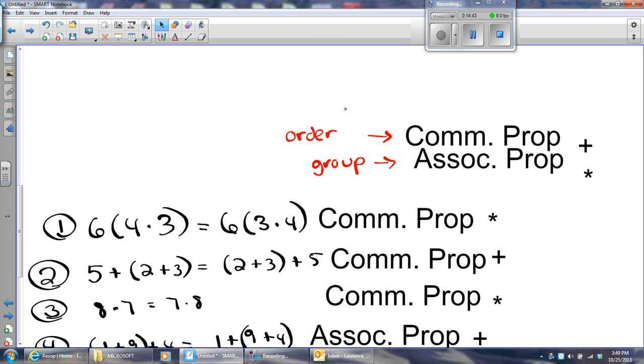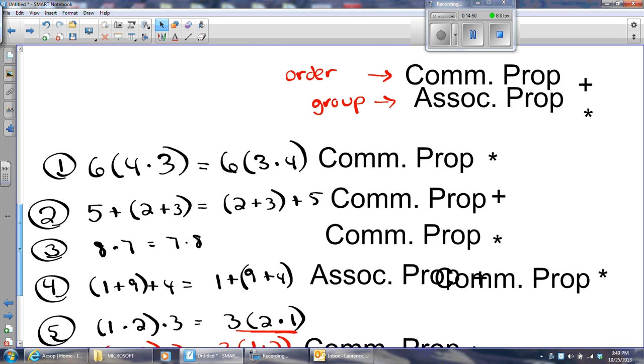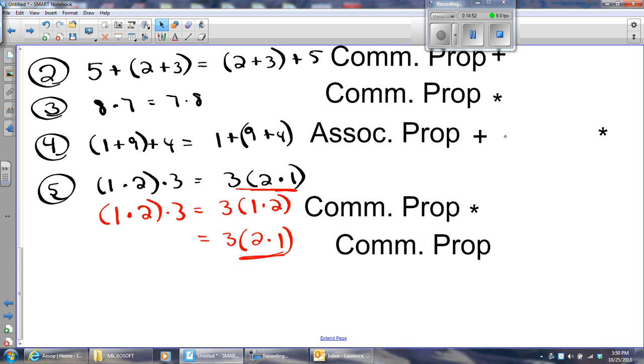Okay, now you might be thinking, is it always the commutative property? I kept showing all the same answers. Well, no, I was afraid that if you saw parentheses, you would automatically go, oh, it's got to be associative. It's not automatically associative. You have to ask yourself, did the grouping change or did the order change? If the order changed, it's commutative. If the grouping changed, there are different numbers in the group, then it's associative. All right, that's the video for tonight. Have a good night, everybody.